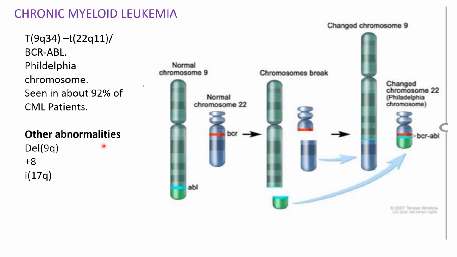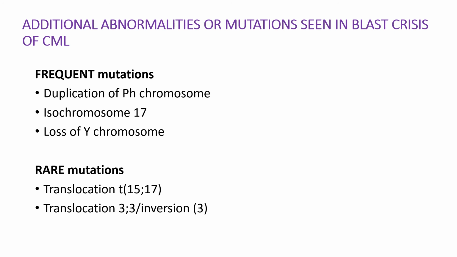Other abnormalities seen in chronic myeloid leukemia patients are deletion in the long arm of chromosome 9, duplication in chromosome 8, and inversion in the long arm of chromosome 17. Additional abnormalities seen in blast crisis of chronic myeloid leukemia are frequent mutations like duplication of the Philadelphia chromosome, isochromosome formation of chromosome 17, and loss of chromosome 5. Rare mutations seen are translocation between chromosome 15 and chromosome 7, and translocation between chromosome 3 and inversion in chromosome 3.